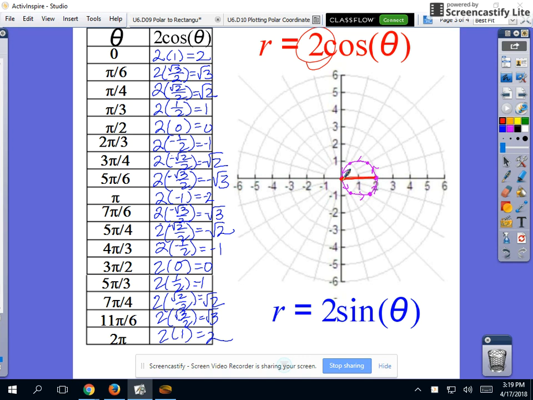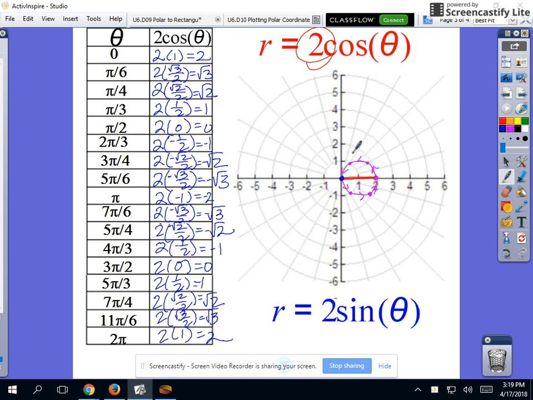Now I'm not going to have us do 2 sine theta. The values are different. Let's just do some specific values. Let's do 0. Sine theta is 0. If I plug in 0 for theta, I end up with 0. So I'm actually starting here. If I plug in a value like pi over 6, that's 1/2, that's 1. So that would be here. Actually, no, it's 2 because we're multiplying.